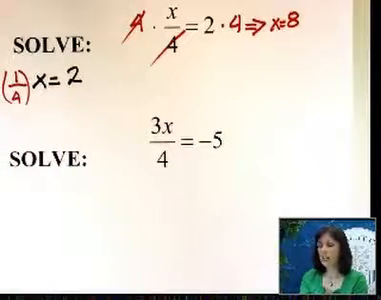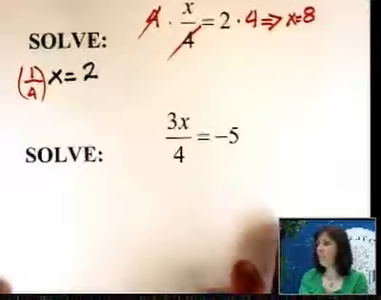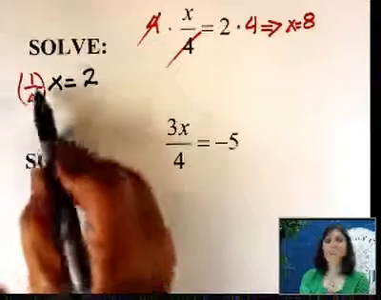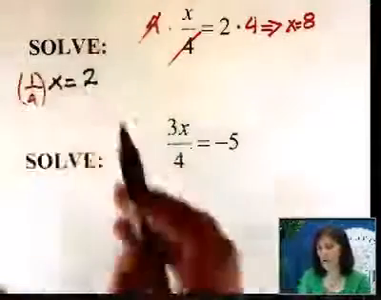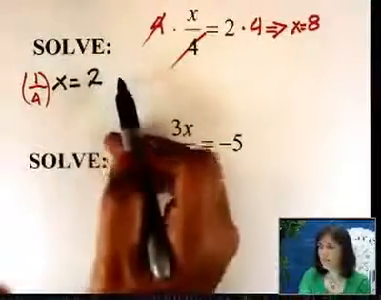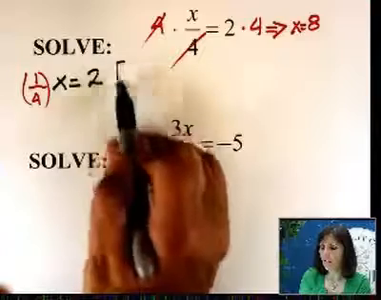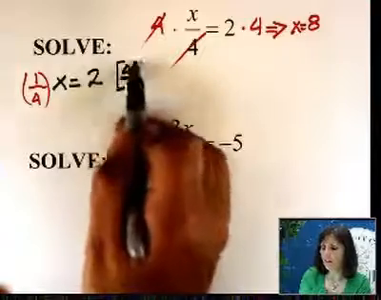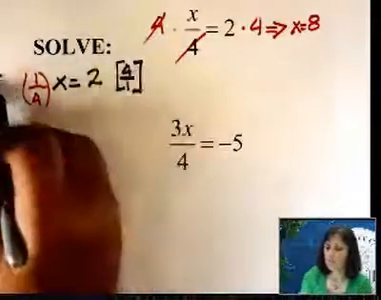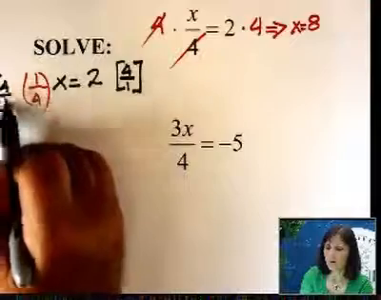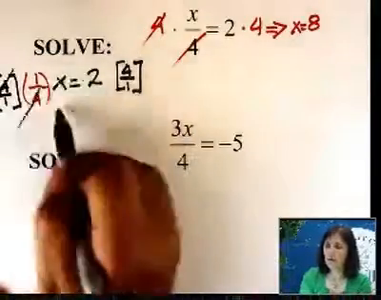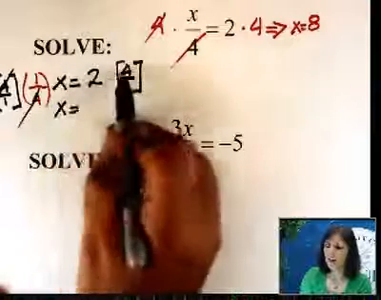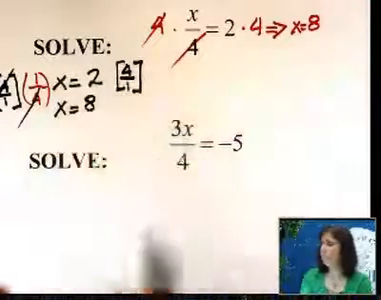Remember what you're allowed to do. You're allowed to multiply both sides by the reciprocal of the coefficient. Reciprocal means, flip it over. So I'm allowed to multiply both sides by 4 over 1 because that's the flipped over version of its coefficient. Guess what that does? 4's go. You'll end up with x equals 2 times 4 over 1, which is 8.